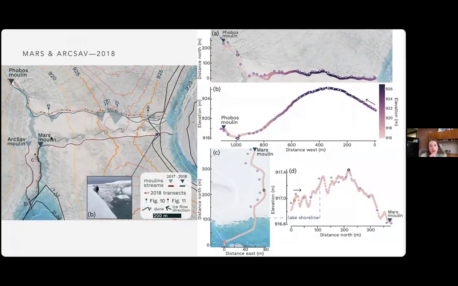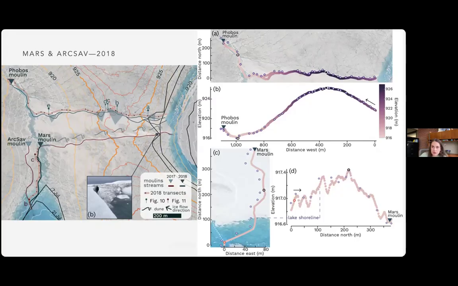Arksov Lake, on the other hand, instead of flowing back into and reactivating the same drainage path as the previous year, flowed into Mars Moulin, the one that drained Mars Moulin the previous year, kind of reforming a flow path very parallel to that old flow. In 2019, as you can see here, Arksov Lake did not flow into either Arksov or Mars Moulin. Instead, it consolidated and flowed into Phobos Moulin again. So resulting in 2019, Phobos Moulin, this one moulin, draining this entire area that used to drain these three catchments.